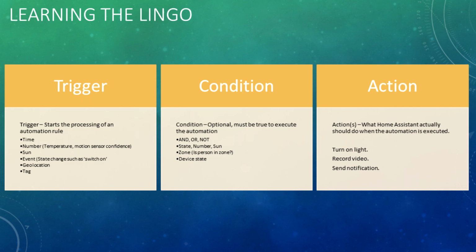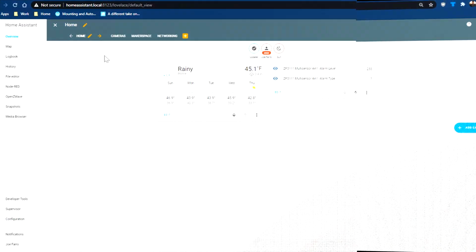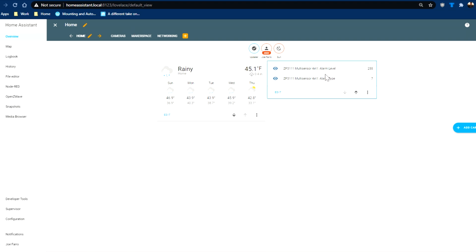What we're going to do now is actually show demonstrations of this in the user interface. I'll walk you through setting up a couple automations so that you can see what it looks like now that you know the lingo. All right, now we actually get to do this in the user interface. Here's my home screen. You can see I've got this multi-sensor, this 4-in-1. We'll talk about that in a second.